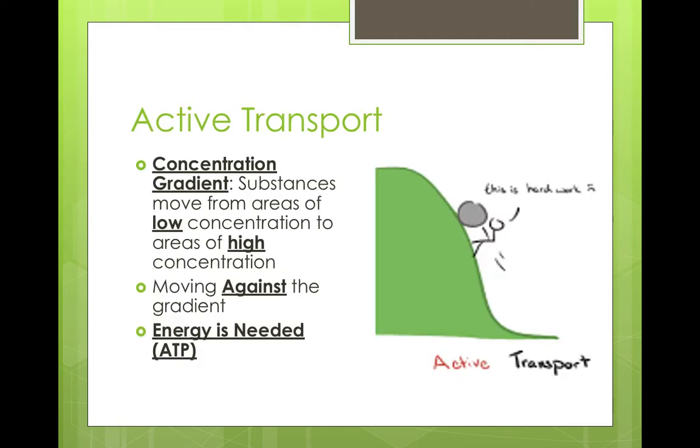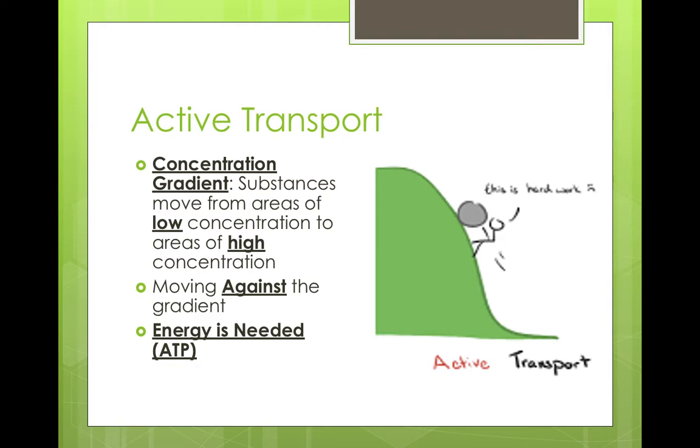So active transport, just like we have a concentration gradient for passive, we also have one for active. It's the opposite of what was for passive. So the concentration gradient, whenever substances move from an area of low concentration to an area of high concentration, a lot of times you'll see that saying that we're going against the gradient. Passive would use the term like we're going with or along the gradient, but active is against the gradient.